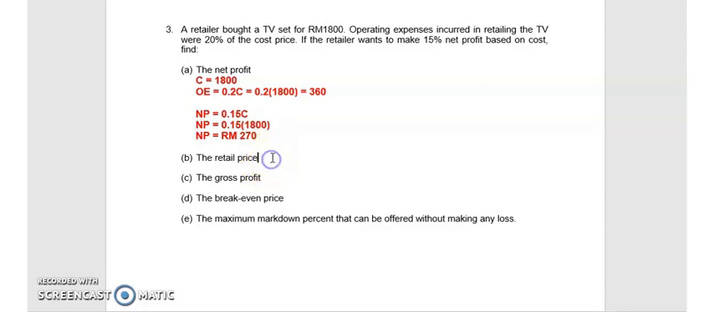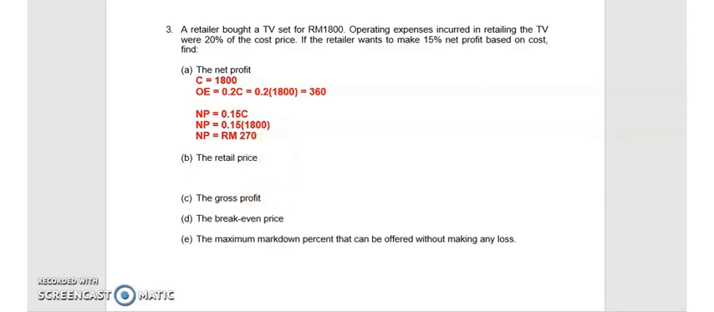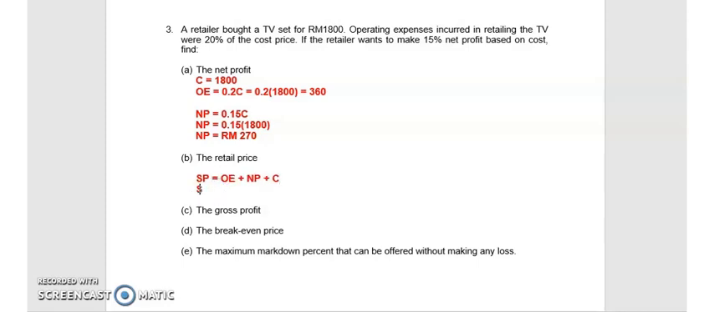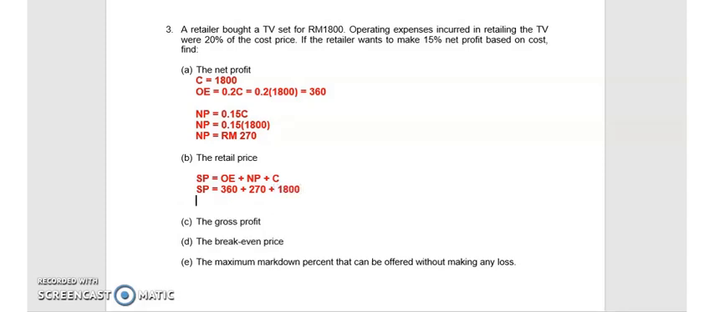Okay, B, find the retail price or selling price. Here we have operating expenses and cost. So what is the formula for selling price just now? Selling price equals OE plus NP plus cost. SP equals 360 plus 270 plus cost 1,800. So the selling price is RM 2,430.